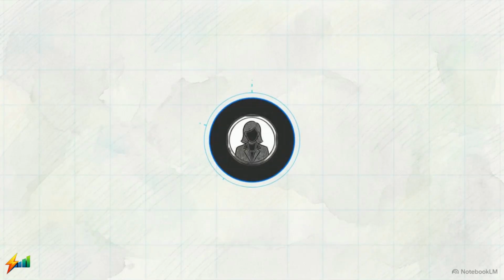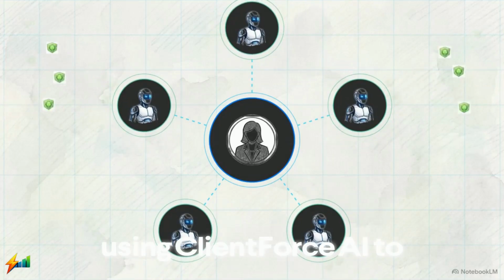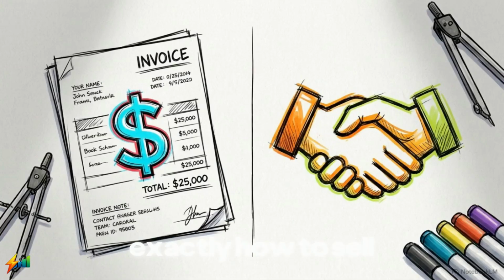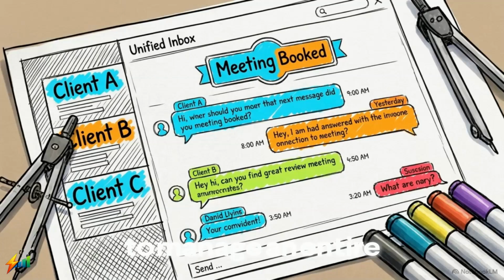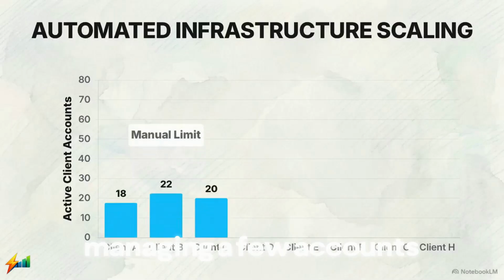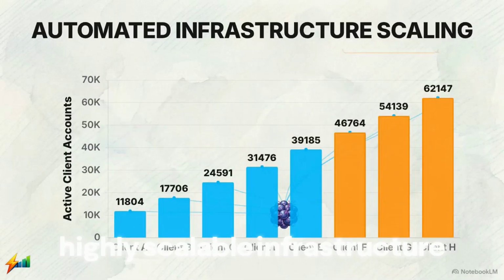Today, we are building a virtual SDR agency from the ground up, using ClientForce AI to deploy autonomous sales agents. We will map out exactly how to sell AI lead generation services, step through how to train your digital employees, and show you how to manage an entire roster of clients from a single centralized dashboard. By mastering this workflow, you remove yourself from the daily outreach grind. You go from manually managing a few accounts to operating an automated, highly scalable infrastructure.